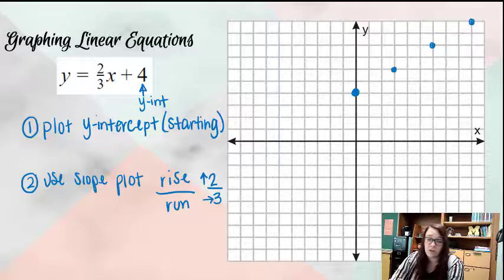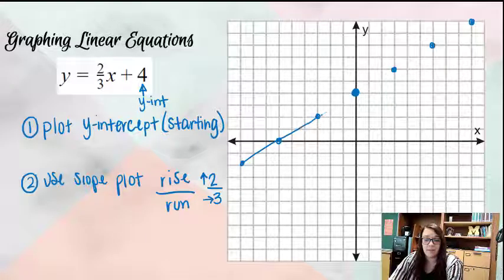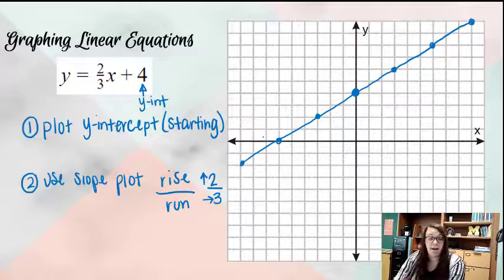I could also go backwards. In this case, I'd drop 2 and go left 3. Drop 2 and go left 3. Drop 2 and go left 3. Now that I've got a bunch of points, I can connect them and make a line. And since we know this could go on and on forever, I'm going to put arrows on either end. That's it, guys. So you've graphed your first line. Let's move forward. We have 3 more to do.